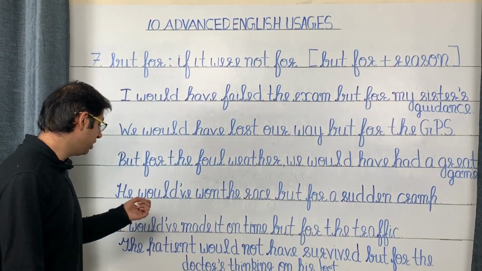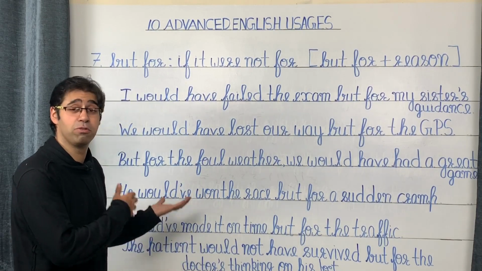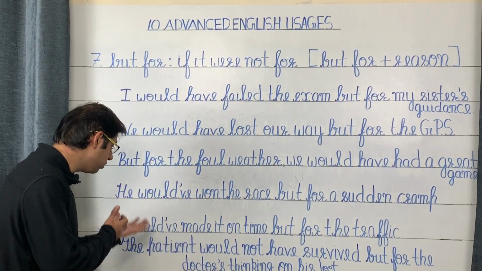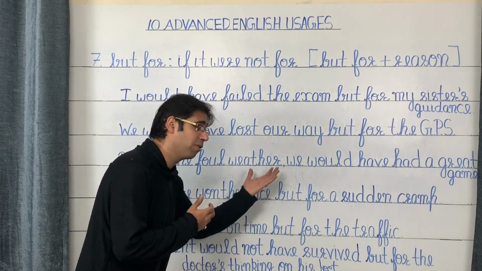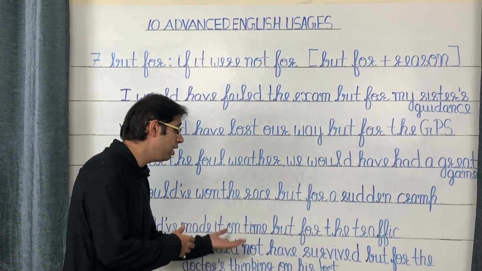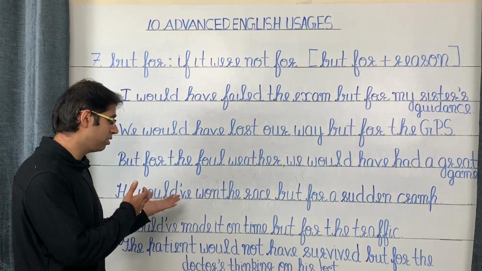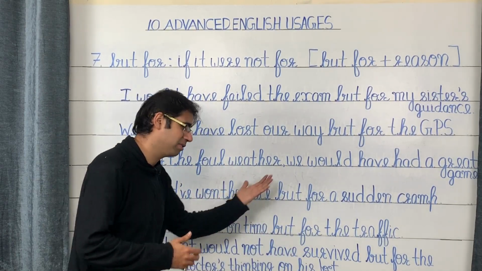Moving along, the next one is, I would have made it on time, and made it is I would have reached on time. So I would have made it on time but for the traffic. And that goes on to say that I would have made it on time if it were not for the traffic. I would have made it on time, but I could not because of the traffic.